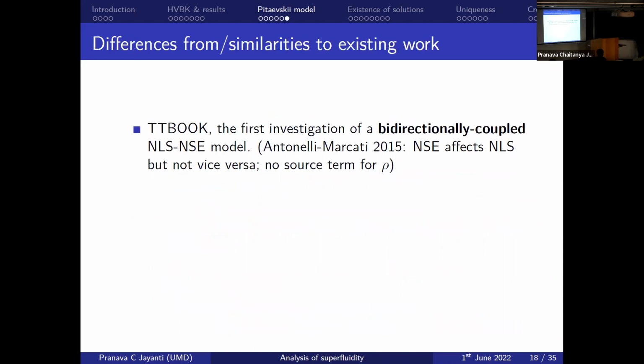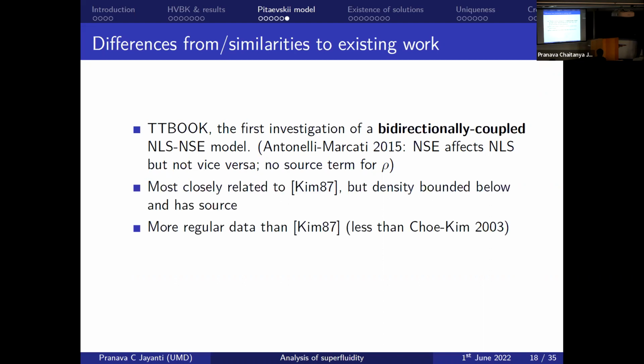Now, differences and similarities, just to compare with other works. This just means to the best of our knowledge, this is the first investigation of a bidirectionally coupled NLS-NSE model. Okay, the paper I mentioned before by Antonelli and Marcati did look at an NSE coupled with NLS, but it was unidirectional. So they had a compressible Navier-Stokes system, but that was not affected by the wave function. It was coupled to the NLS. So the wave function equation would be dependent on the velocity, but you can solve this independently. So it was essentially like solving a more nonlinear NLS. Okay. And they obviously didn't have any source term for the density as well because the NSE was independent.